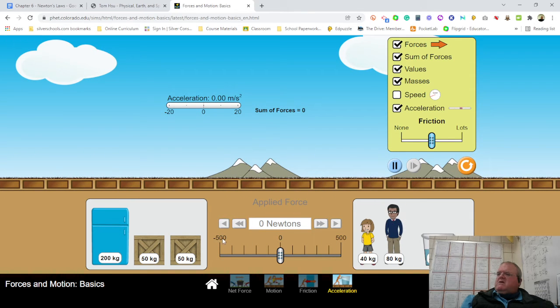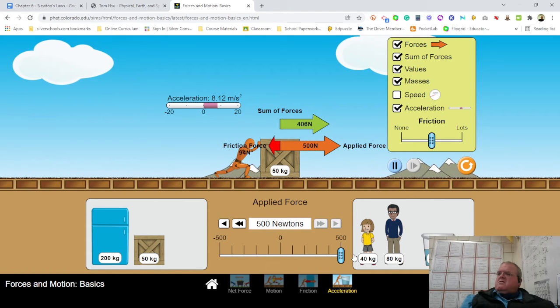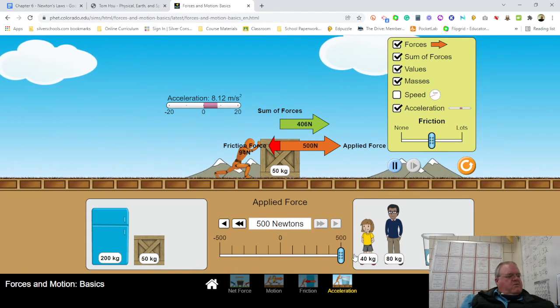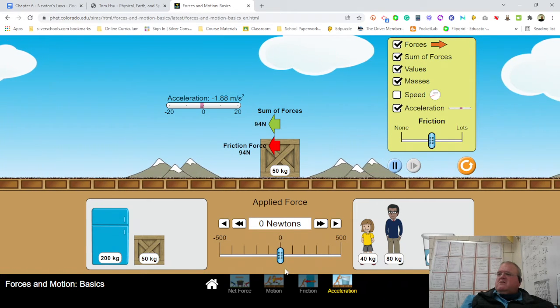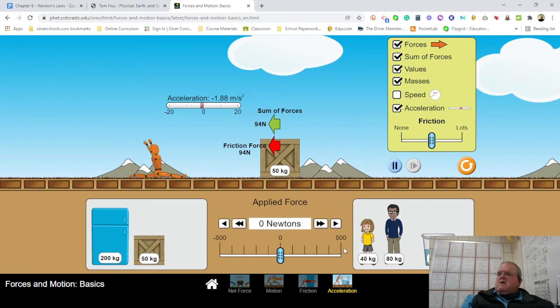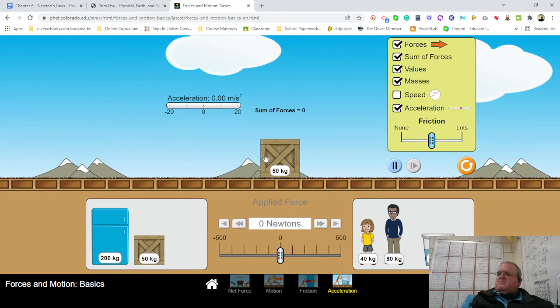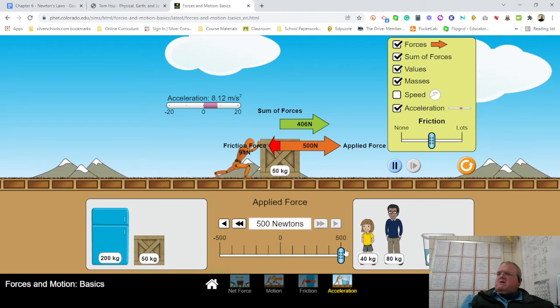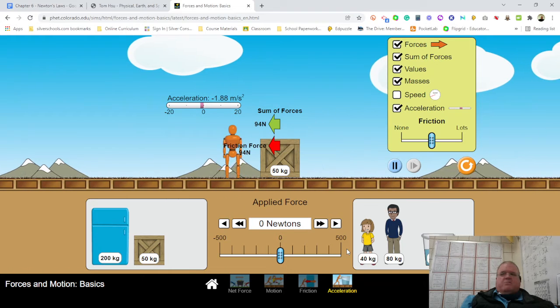So I'm going to bring him down, and I'm going to bring up my 50 kilogram box. And again, I'm going to put on 500 newtons of force. So the sum of my forces is 406 newtons, and the acceleration is 8.12 meters per second squared.